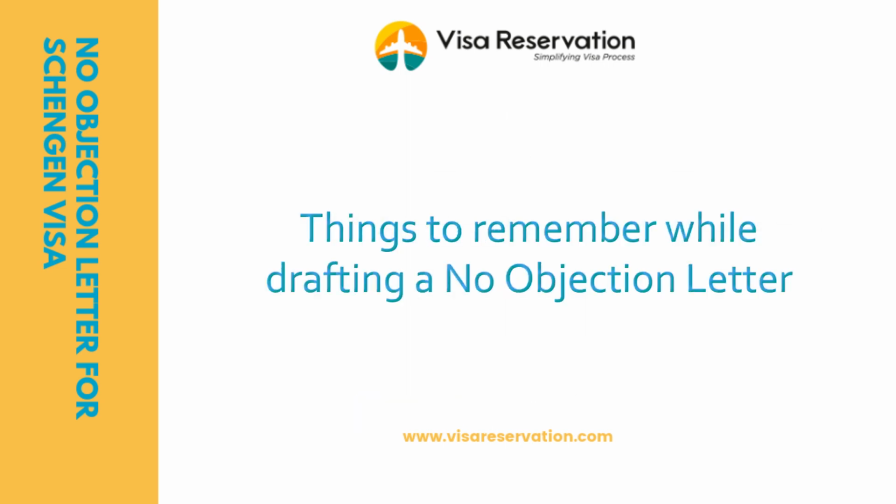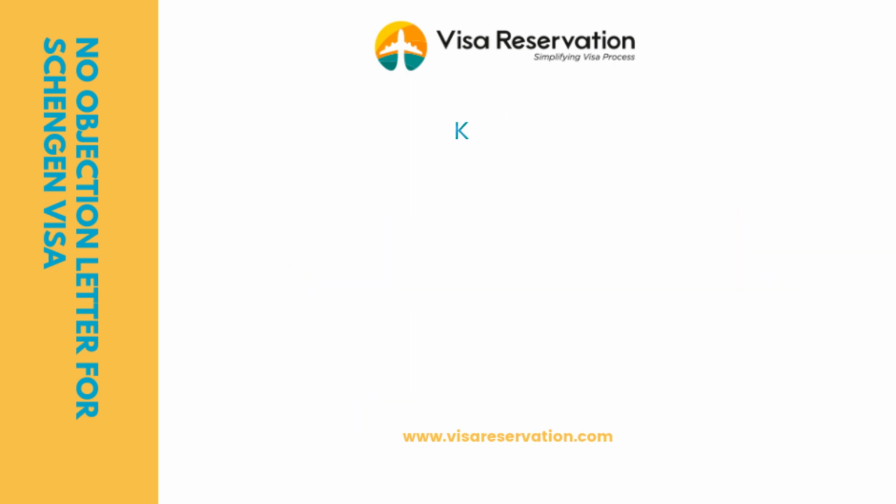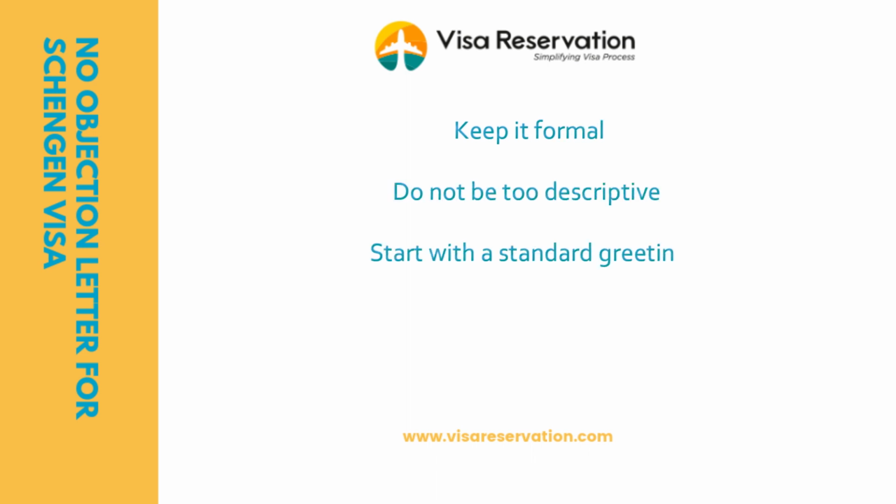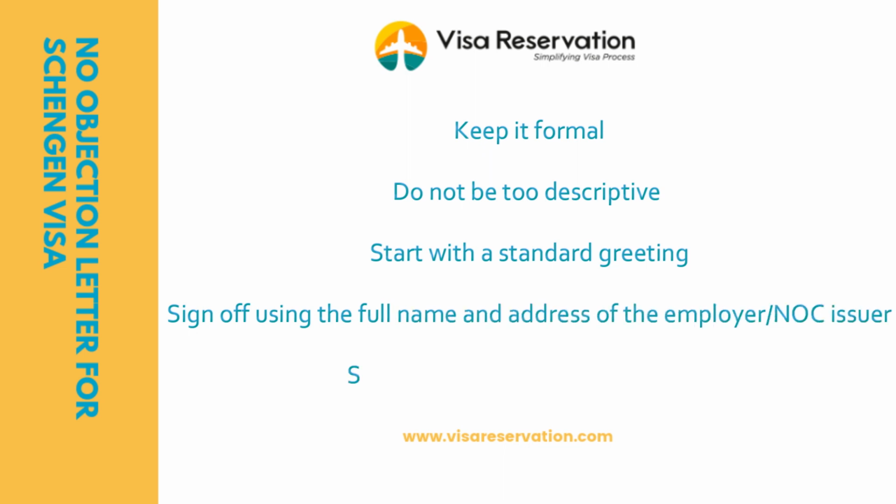Things to remember while drafting a No Objection Letter. There are certain important things that you need to remember while drafting your letter. Keep it formal. Since a No Objection Letter is sent to the visa officials who screen you thoroughly before approving your application, professionalism is the way to go. Don't be too descriptive. You don't have to be too advanced in the use of your language or extremely narrative, which might give them the wrong impression. So a short and simple letter is best.